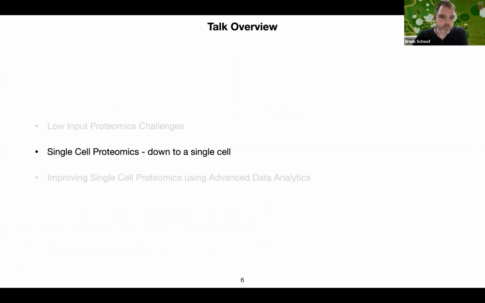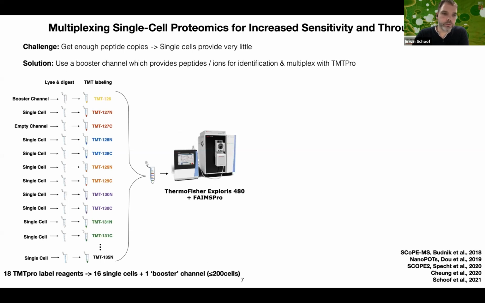So how do we go down to single cell proteomics? We were really inspired by the SCOPE-MS approach from Bogdan Budnik and Nikolai Slavov, because indeed we have this challenge of getting enough peptide copies. As I showed before, 250 picogram is really very little. To overcome the fact that we have so little material, we opted to use this booster or carrier channel, where we can provide extra peptides and consequently more ions for identification, and to use TMT Pro to multiplex these single cells with this booster channel and get the cell-specific quantification.